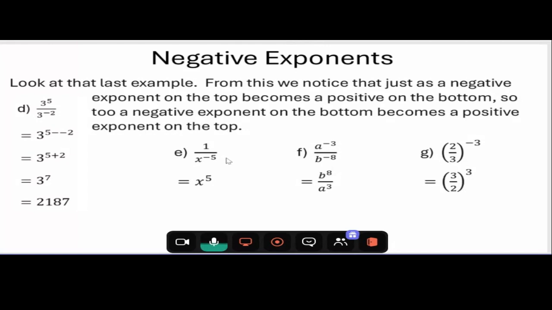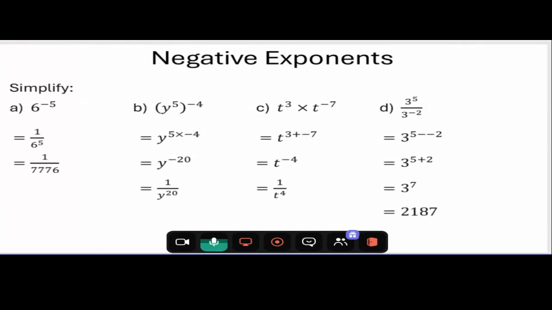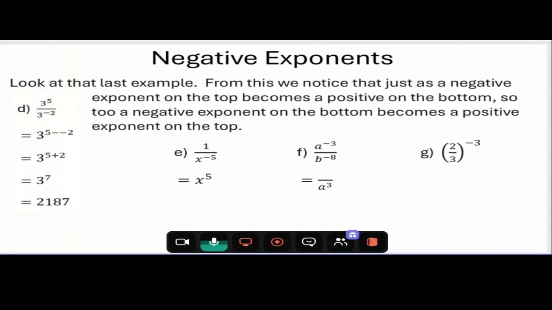And if you look at all these other examples we did, that same language applies, right? Because, again, I'm going to go back. 6 to the -5. What's the reciprocal of 6? It's 1 over 6. So 6 to the -5 is its reciprocal, 1 over 6 to the +5. If you're wondering why the 1 isn't raised to the 5, well, it is, but 1 to the 5 is just 1, so we don't need to write it. I wouldn't think about it that way, but just so you see that language works in all examples.